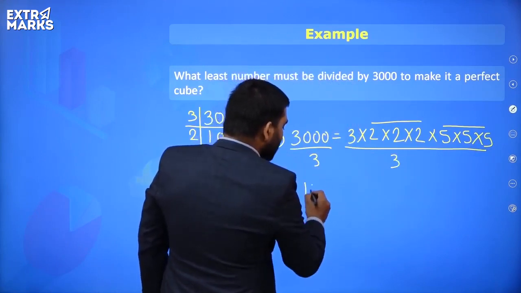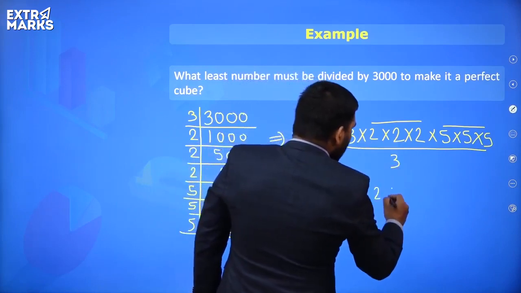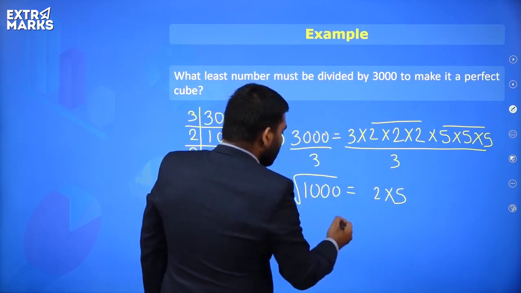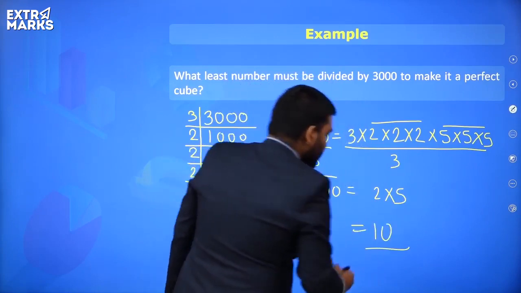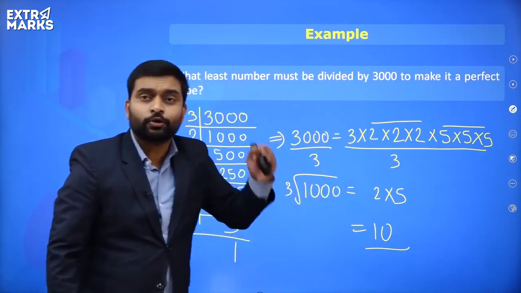You'll get 1000. That is equal to what? This will get cancelled. 2 into 5. That is how much? This is the cube root. So cube root of 1000 is how much? 10. Right? So we can say the least number is 3. So 3 is the answer.